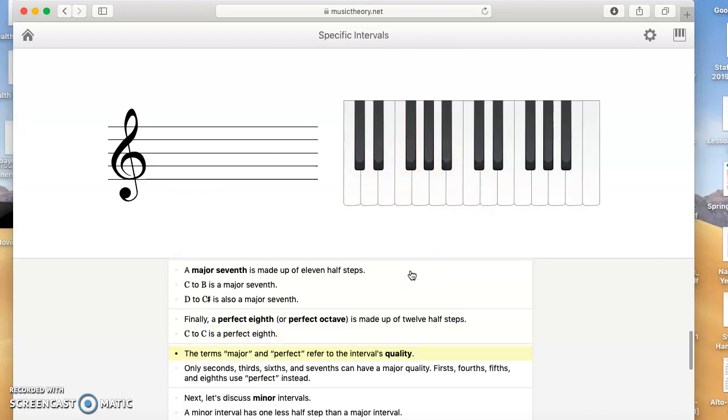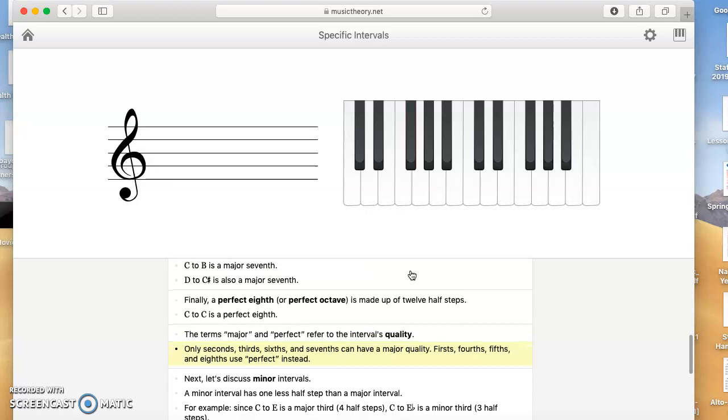The terms major and perfect refer to the interval's quality. You're going to hear me talking about interval quality. Only seconds, thirds, sixths, and sevenths can have a major quality. Firsts, fourths, fifths, and eighths use perfect instead. You will never have a major fifth interval or a major fourth interval or a perfect third. Those words don't line up with those intervals. Perfect goes with 4, 5, and 8, and major and minor go with 2, 3, 6, and 7.